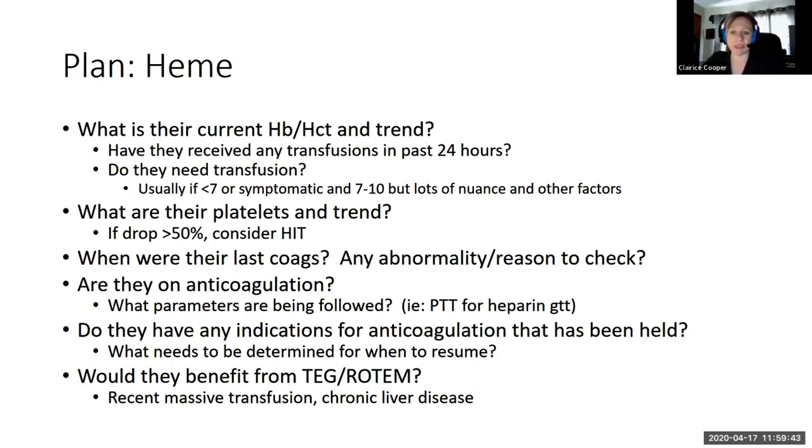So DVT, PE, atrial fibrillation, diagnoses from home or new diagnoses this hospitalization. You want to look at why the anticoagulation is being held and if it now can be resumed. And that should be a daily question. And oftentimes you're asking that question of other specialists who are the ones who are saying no. Do also document that they said no and what their anticipated time frame is for when they can resume it. And then for some patients, TEG or ROTEM, thromboelastography or thromboelastometry are going to be helpful, particularly in a patient who's had a recent massive transfusion and maybe is still oozing a little bit, or especially in a patient with chronic liver failure.